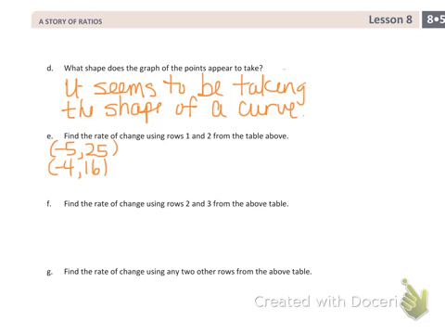So the rate of change for this would be the difference in the y's, 25 minus 16, divided by the difference in the x's, or the horizontal distance. So this would be negative 5 minus a negative 4. And so 25 minus 16 is 9. Negative 5 minus a negative 4, it's the same thing as adding the opposite, right? Subtracting a negative. So this becomes negative 1. So the rate of change here is negative 9.